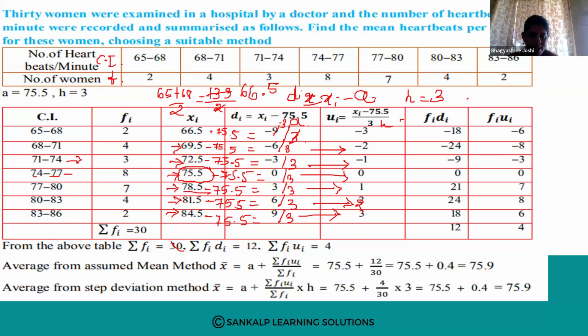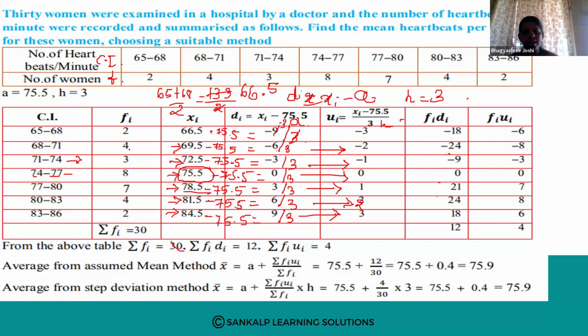Sigma Fi di. Fi is here, di is here. So 2 into minus 9 is minus 18. 4 into minus 6, that is minus 24. 3 into minus 3, that is minus 9. 8 into 0, that is 0. 7 into 3, that is 21. 4 into 6, that is 24. And 2 into 9, that is 18.